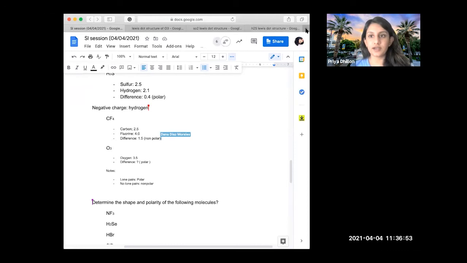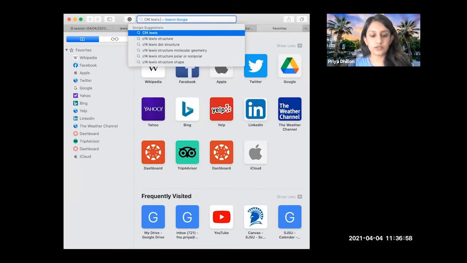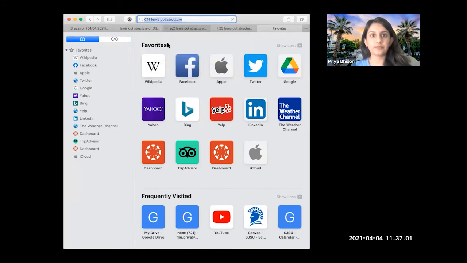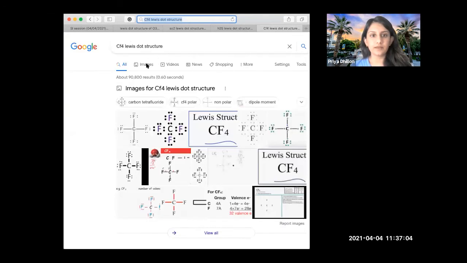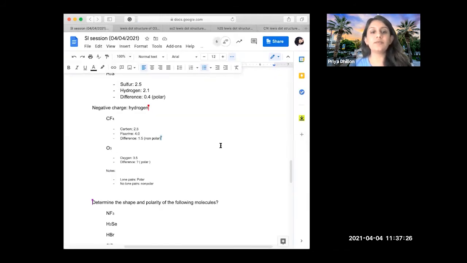We have CF4 dot. Okay, does the central atom have any lone pairs? Yep, since it does not have any lone pairs, it's going to be non-polar. So these are some different ways you can find whether something is polar, non-polar, or ionic.